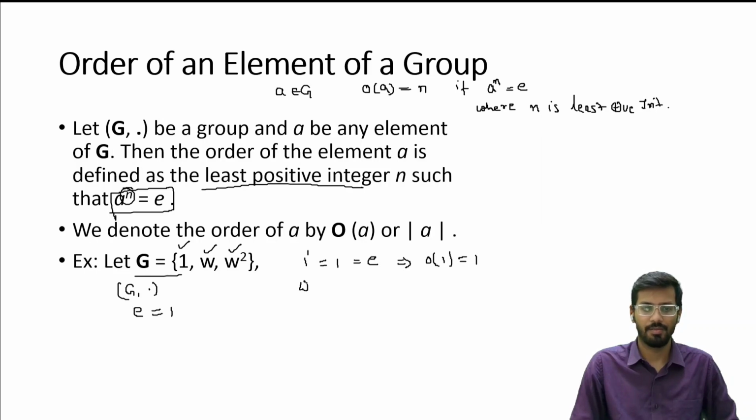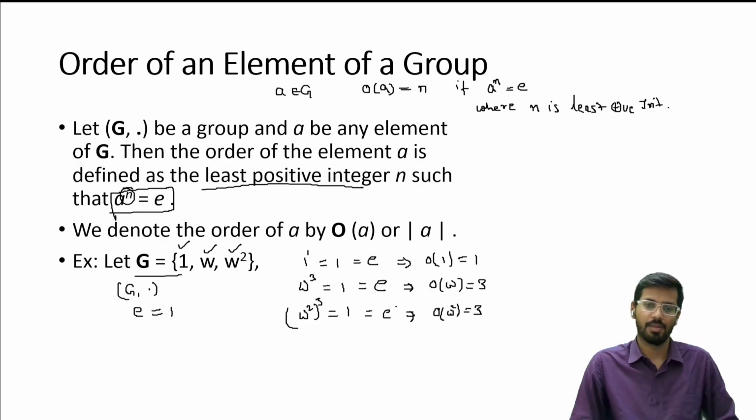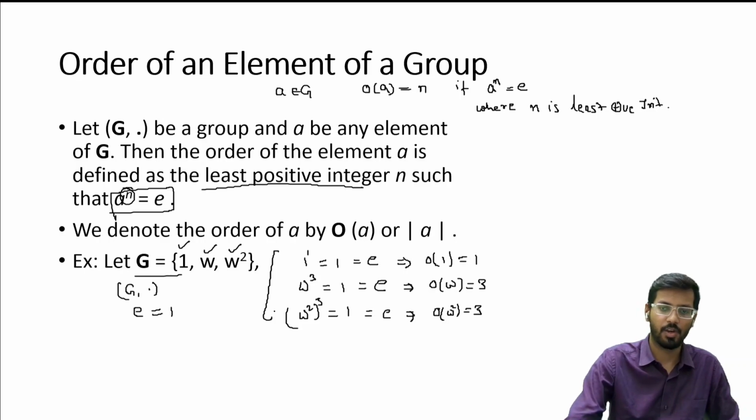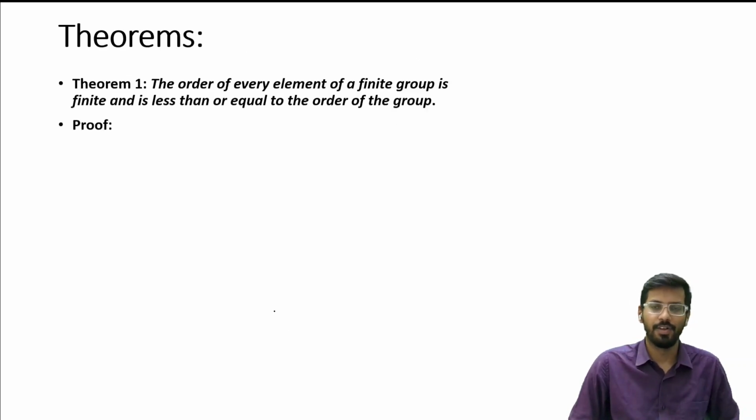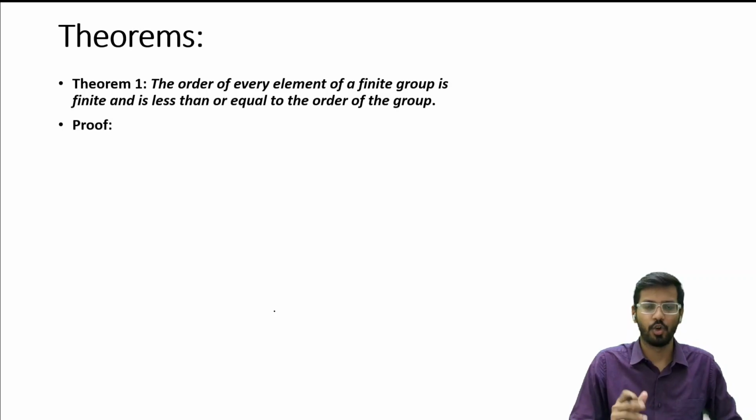Similarly, we can take omega raised to power 3, that is equal to 1, that is equal to identity element. That means order of omega is equal to 3. In the same way we will see omega square: omega square raised to power 3 is equal to 1, that is equal to identity element. That means order of omega square is equal to 3. So this way we can find order of element in a group G. Now we will take a few theorems on these two topics.